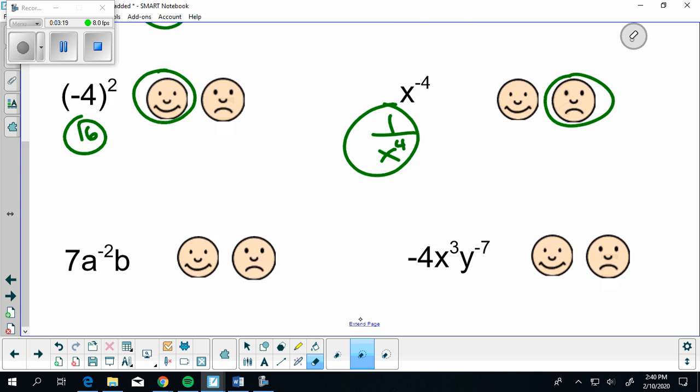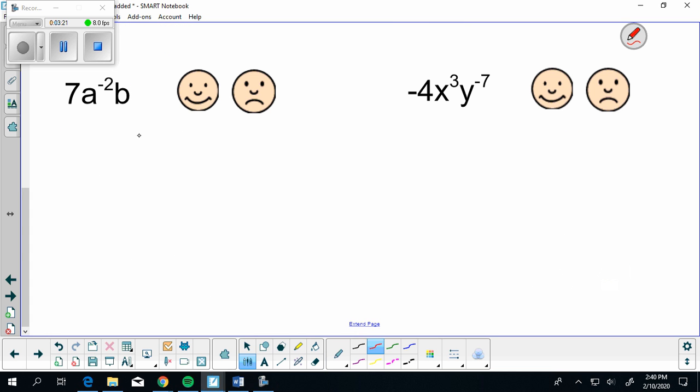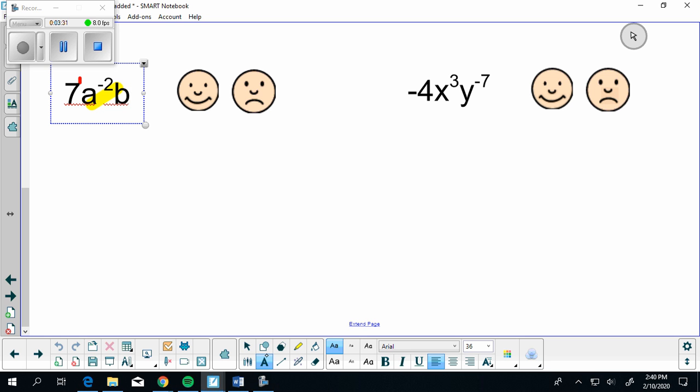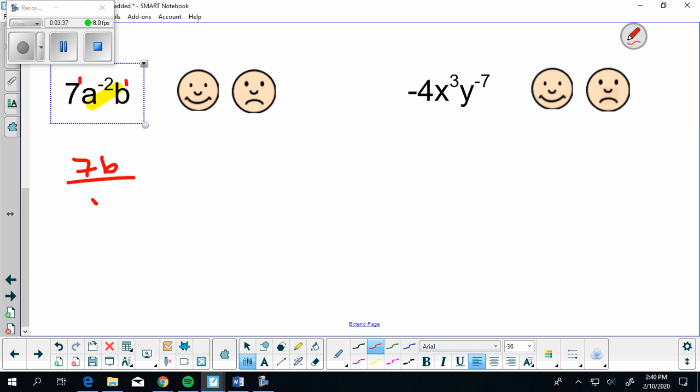Here I've got multiple questions. So I've got 7 to the 1st, a to the negative 2, and b to the 1st. 7 is unhappy. No, a is unhappy, not 7. So he's going to move. 7 stays, b stays, and a to the 2 goes down to the bottom. So we had 7 and b being happy and a to the negative 2 being unhappy.